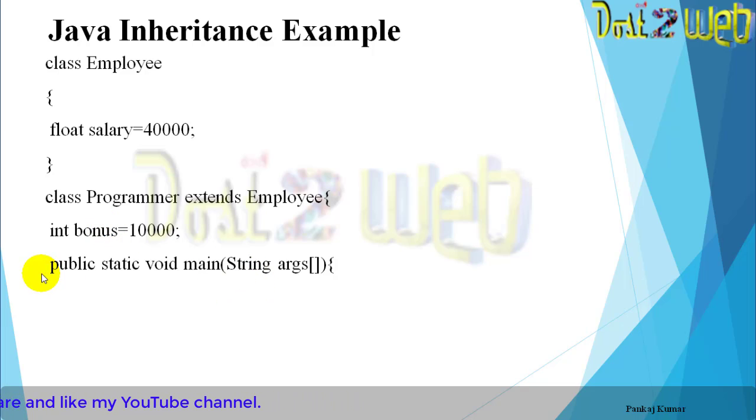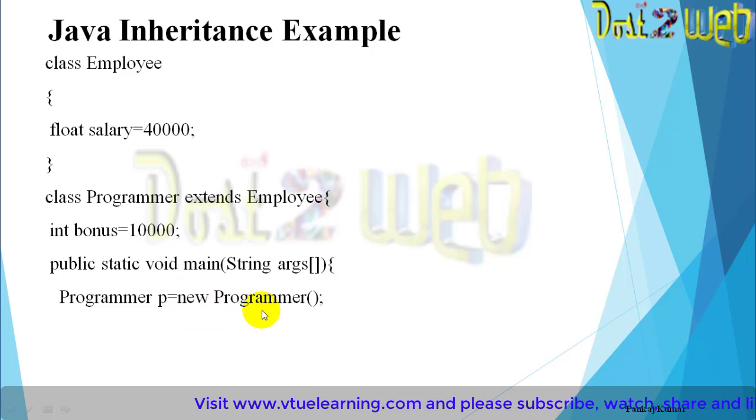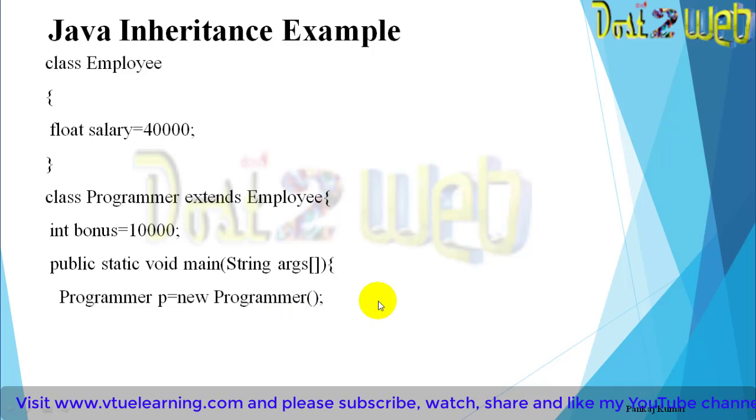Now create the main method. In a similar way, public static void main with a String argument. You create the main method the same way. Then what you have to do? You have to create an object. How to create the object? In a similar way, you know that. The object needs to be created for the main class. What is the main class? This is Programmer. So the Programmer object name, I am writing p, is equal to the new keyword and Programmer as a class.